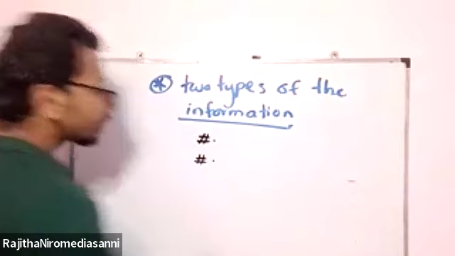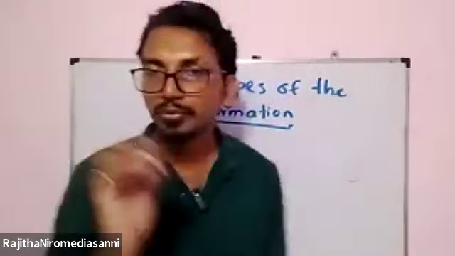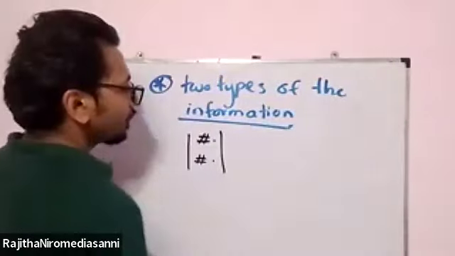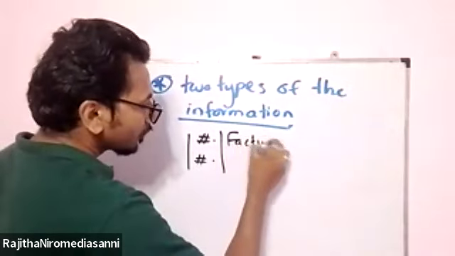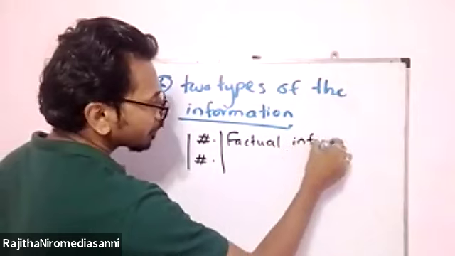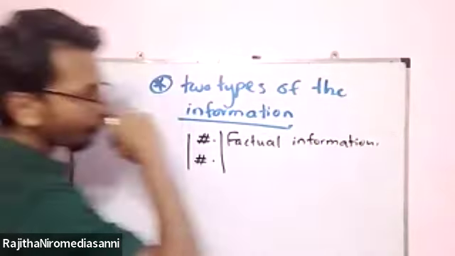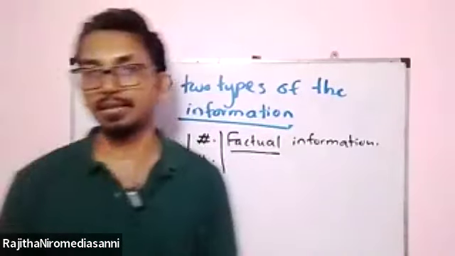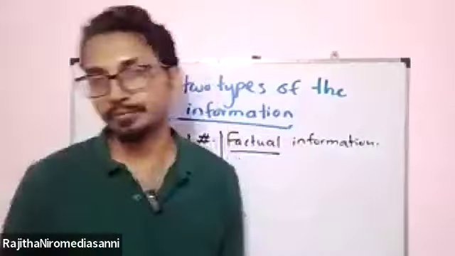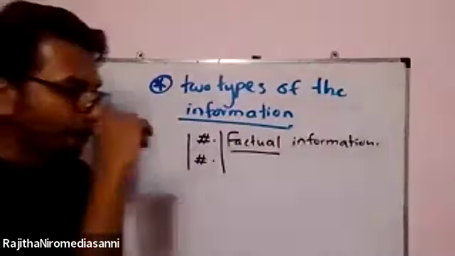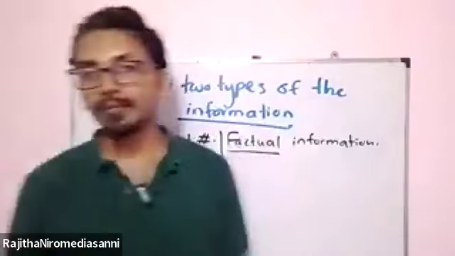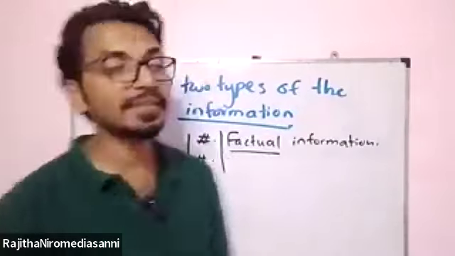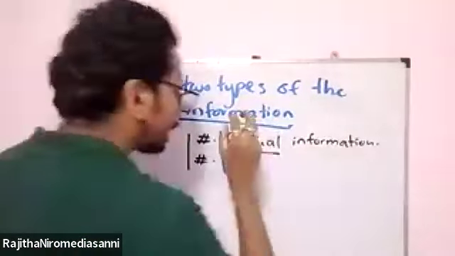What are the two types? First one, factual information. Just facts are there, no more things. It's some kind of surface idea, not a deep thing. Factual information, a surface idea.